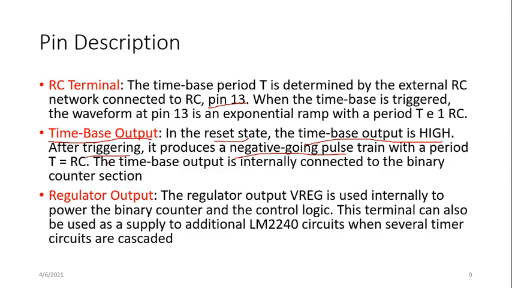And what is the regulator output? The regulator output is the supply voltage. The regulator output is used internally to power the binary counter and the control logic. Like V reference in 3524, here we have the V regulator output. It is also used in cascading. Whenever you are using cascading, it will give the supply to the next IC.